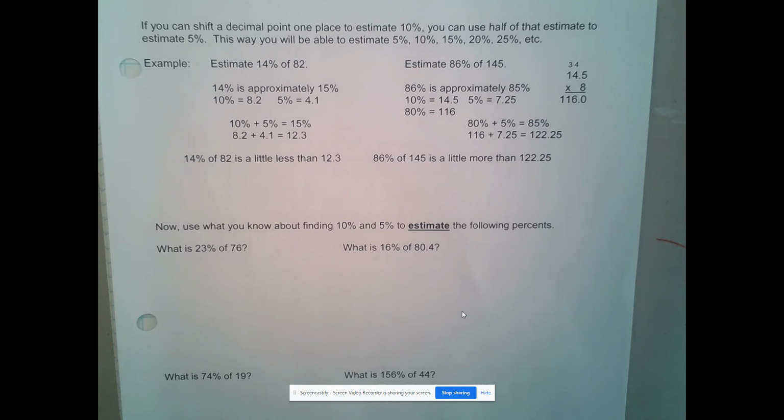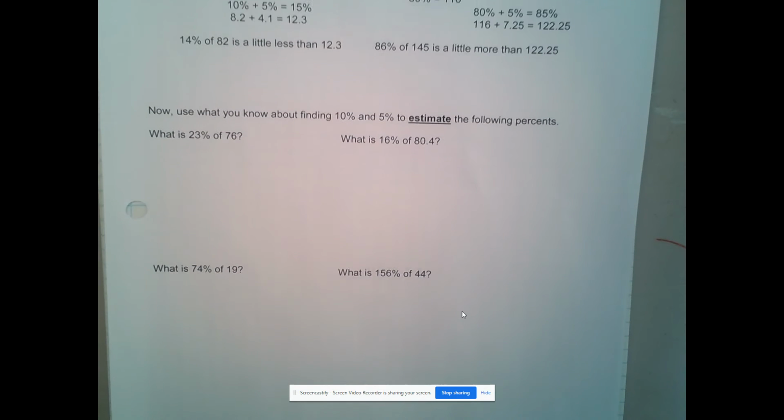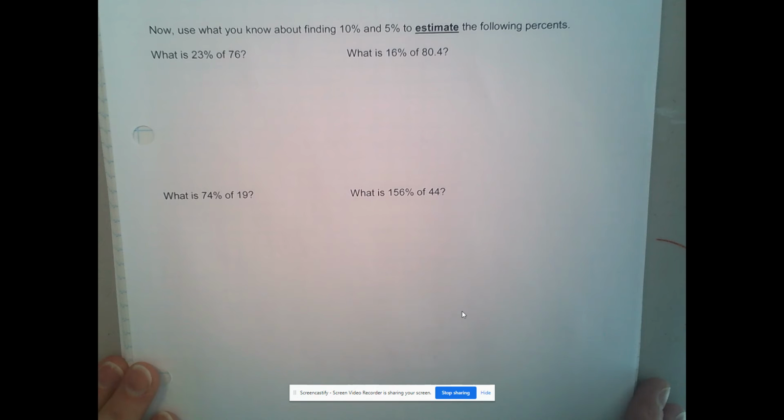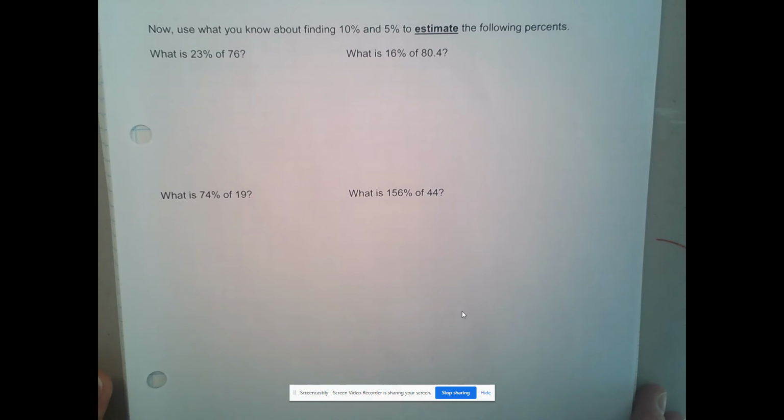Now I have 2 sample questions up at the top you can refer back to at any time. All the steps are written out. We're going to do 4 of them together. Use what you know about finding 10% and 5% to estimate the following.